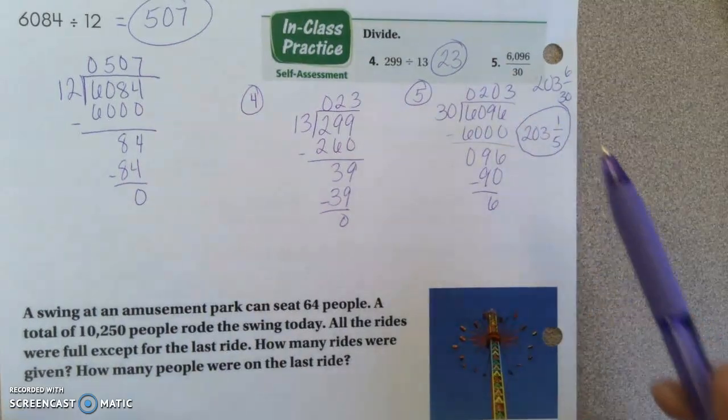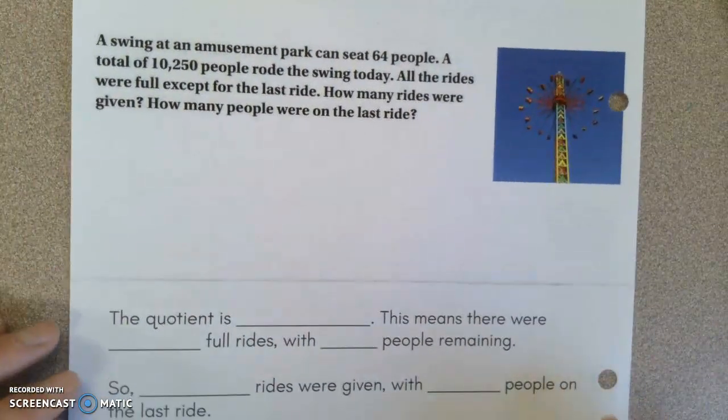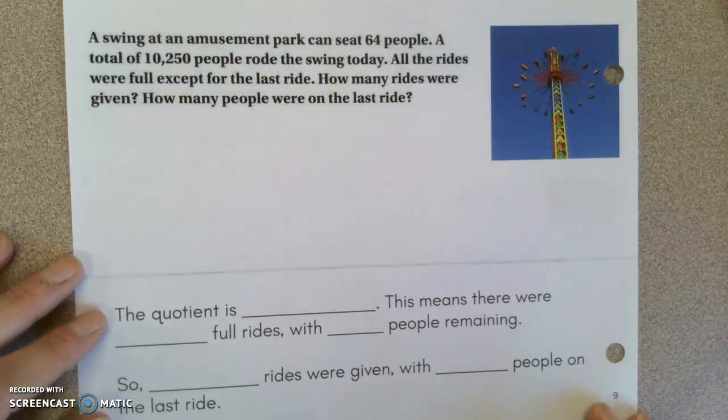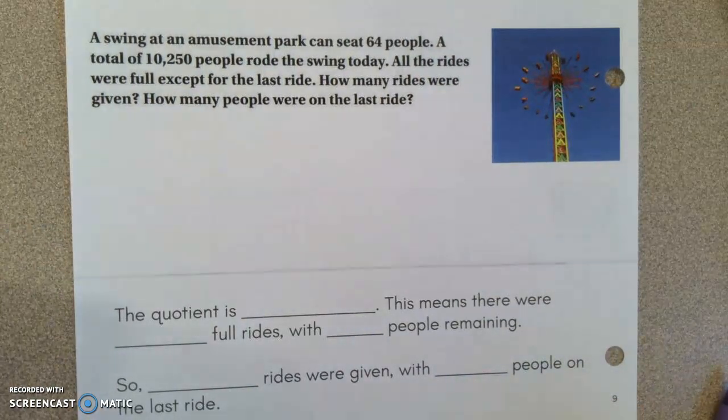203 and 1/5. Lastly, we're going to work through a word problem. And this says a swing at an amusement park can seat 64 people. A total of 10,250 people rode the swing today. All the rides were full except for the last ride. How many rides were given and how many people were on the last ride?